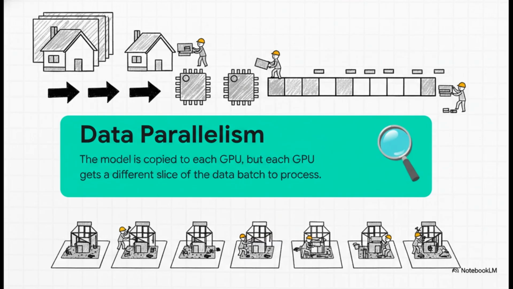Okay, let's break this down. The first and maybe simplest way to do this is something called data parallelism. The analogy here is perfect. Imagine the AI model is a blueprint for a house. Instead of having one construction crew build one house, you give the exact same blueprint to, say, 8 different crews, and each crew builds an identical house just on a different piece of land. With our AI, this means each GPU gets a full copy of the model, but each one gets a different chunk of the video data to work on.